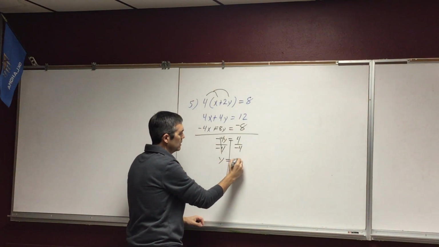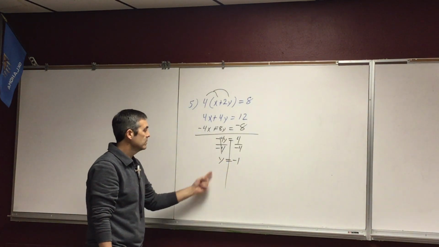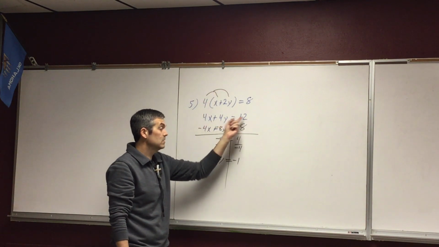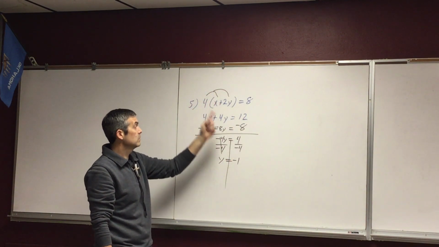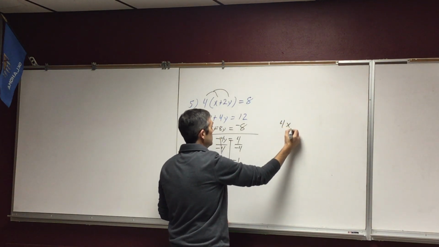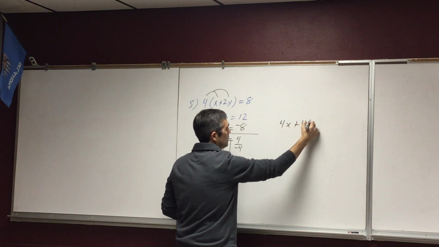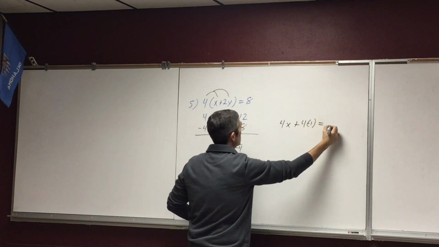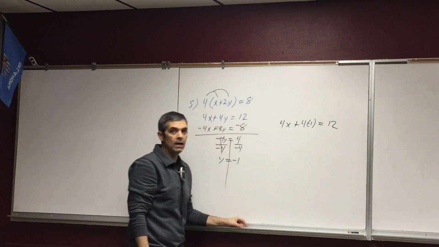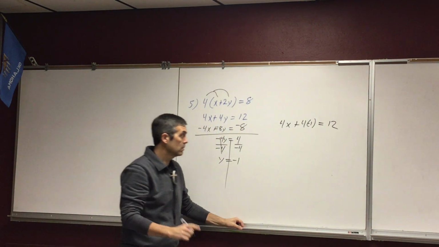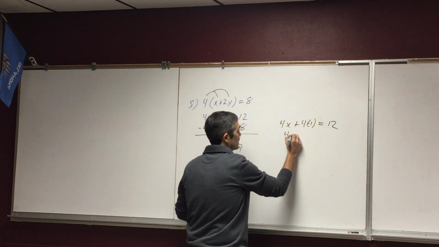y equals negative 1. Now take this, substitute it back into one of these. I'm going to substitute it into this one because I don't want to deal with that. So 4 times x plus 4 times, or sorry, negative 1 equals 12. Make sure when you recopy it, you copy it correctly. It's a simple mistake, but it'll cost you. You know, just keep solving.